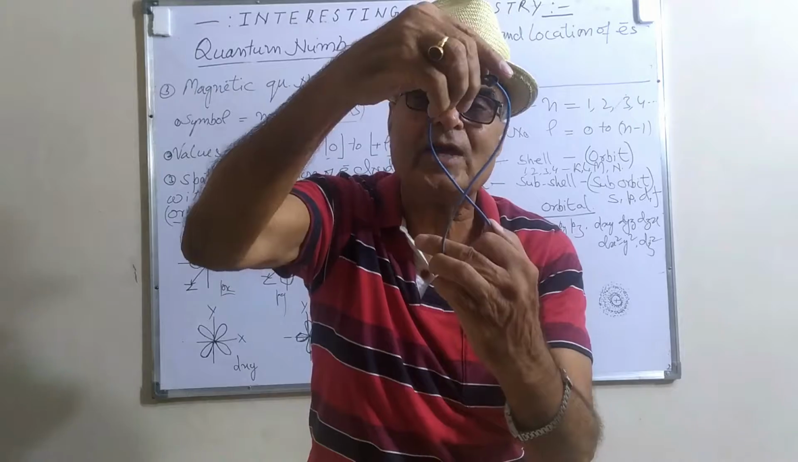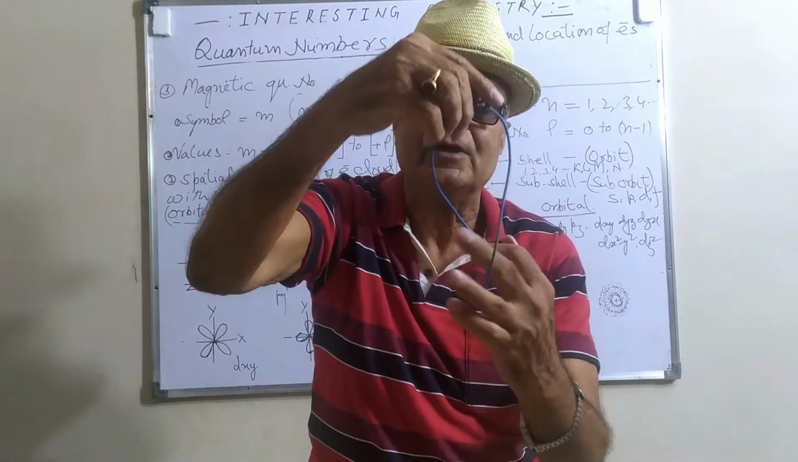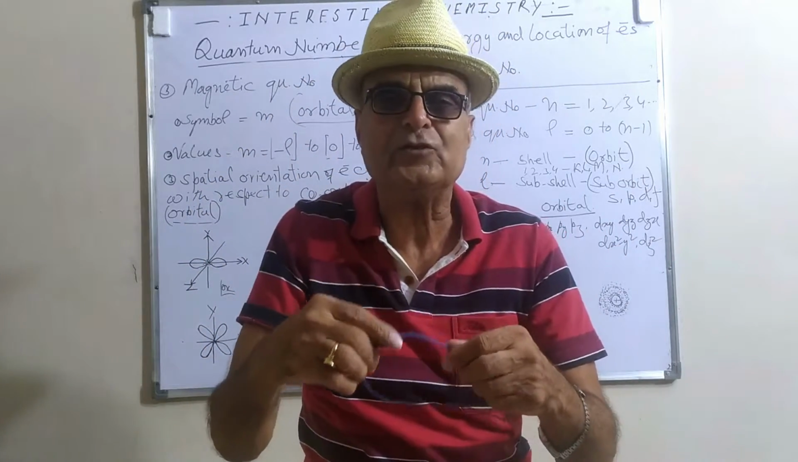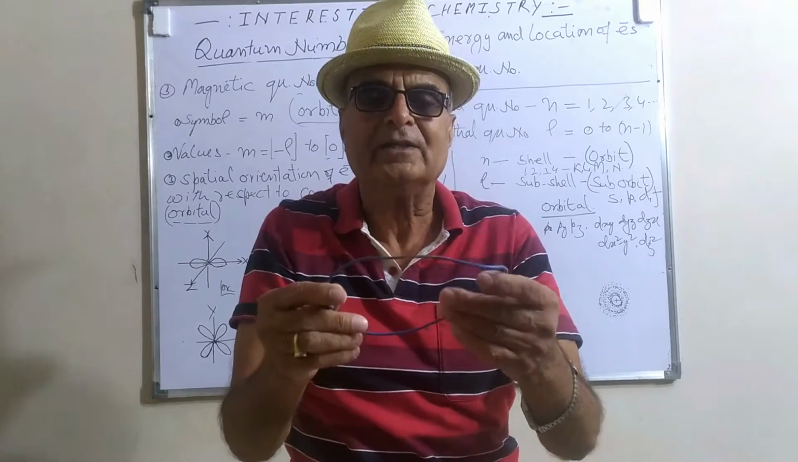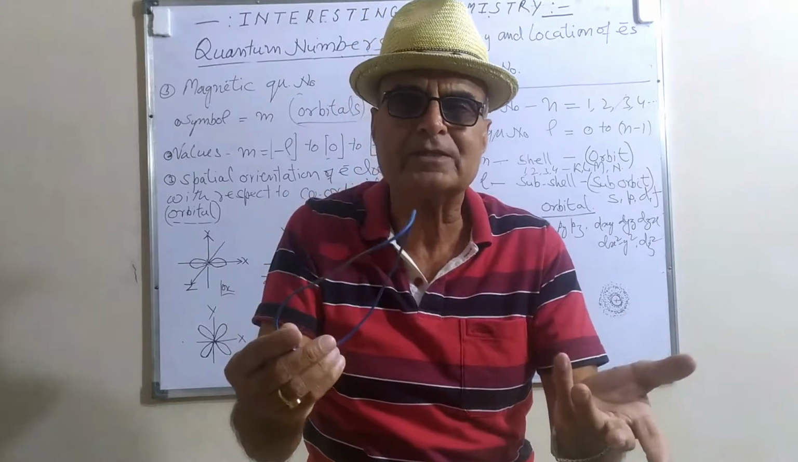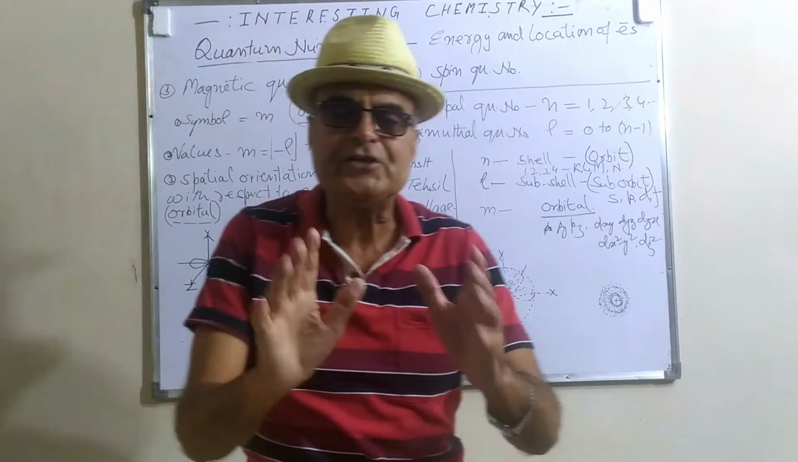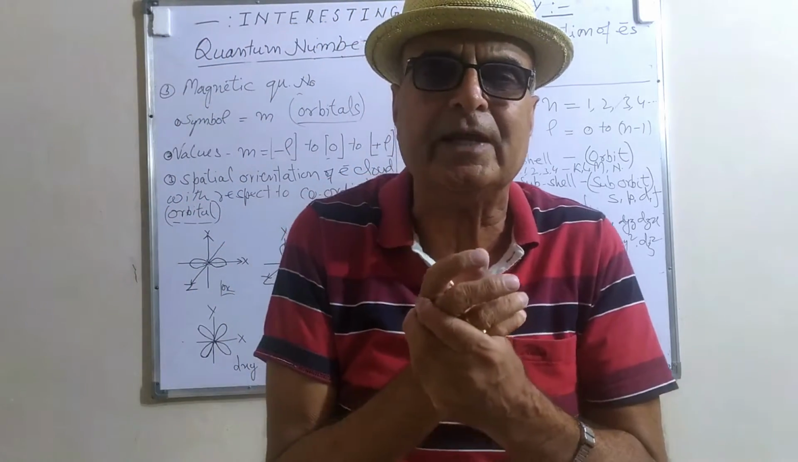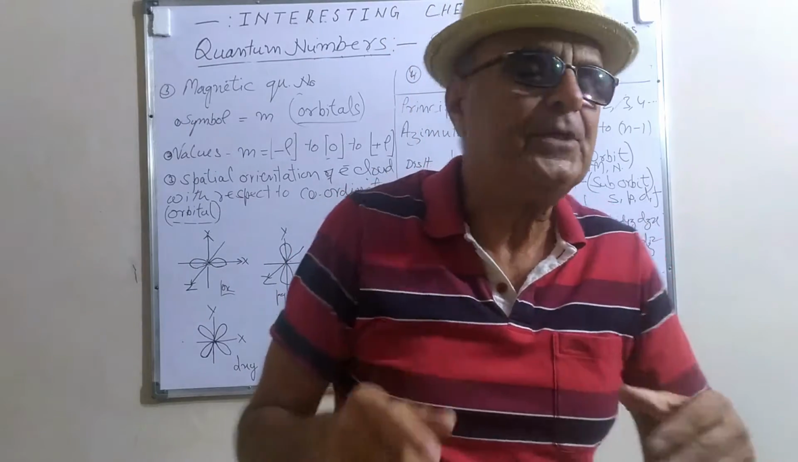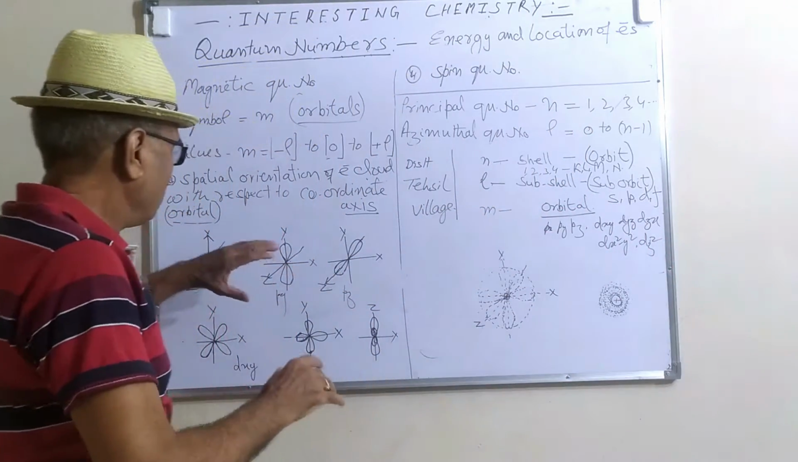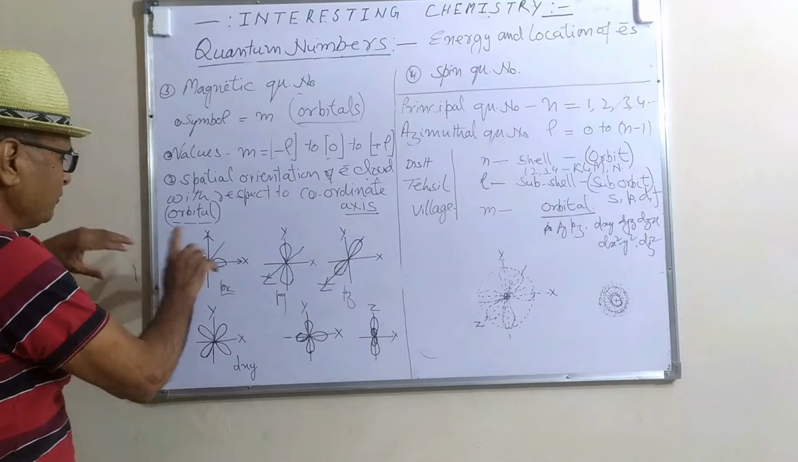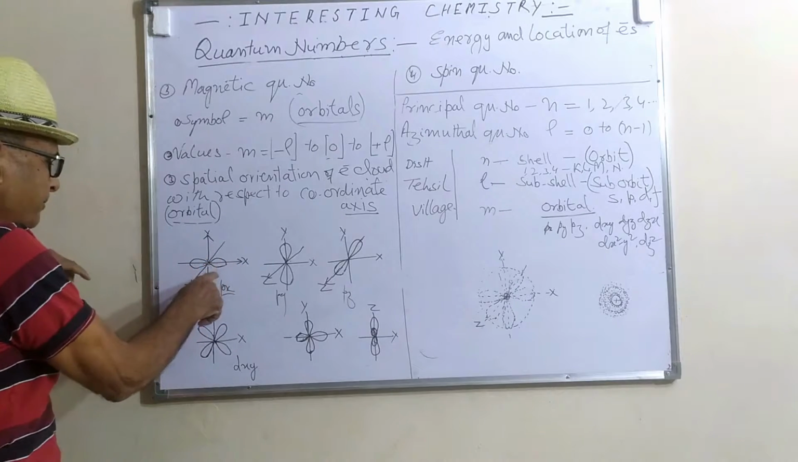So you should visualize the dumbbell shape. I hope you have understood what the dumbbell shape is. In this way, the orientation and shape of the electron cloud in the p subshell is dumbbell shaped. When the electron cloud revolves along the x-axis, it is px.